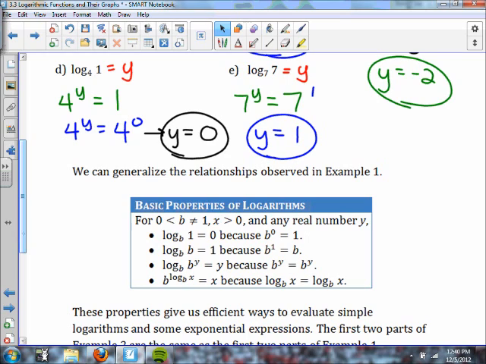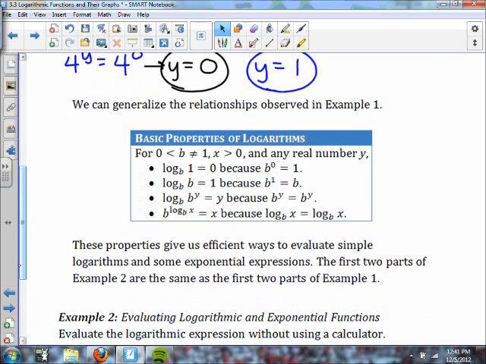Now, we can generalize these relationships. Observe example 1. Log of 1 to the base b is 0 because b to the 0 is 1. Log of b to the base b is 1 because b to the first is equal to b. Log of b to the y to the base b is equal to y because b to the y is equal to b to the y.